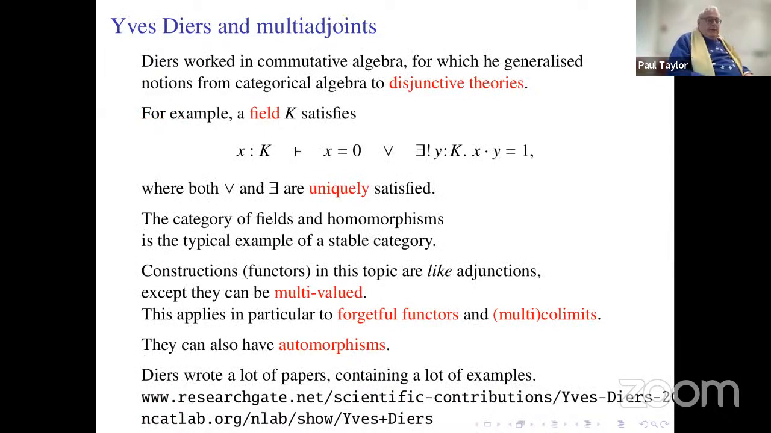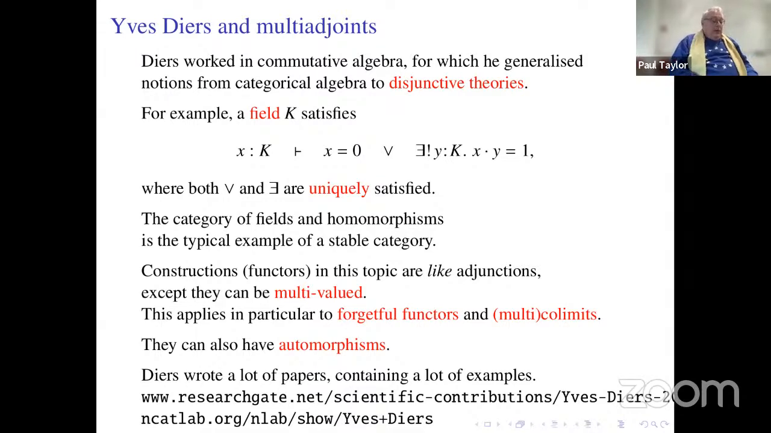So I need to introduce my definition, and the best way to start with that seems to be the work that Yves Diaz did. He came from commutative algebra, and he was interested in fields and integral domains and various other things in algebraic geometry. So a field is like an algebra, but it has this disjunction and this universal quantification, the essential feature of which is that they're uniquely satisfied. So we either have x equals 0, or disjointly we have an inverse, and the inverse in that case is unique. And we think of the category of fields and homomorphisms as being the kind of category that I'm going to talk about, and the functors.